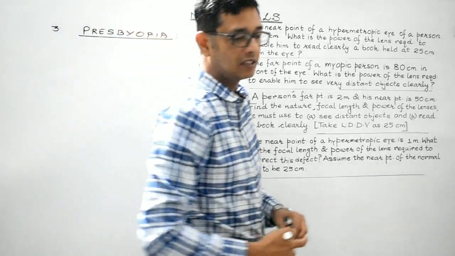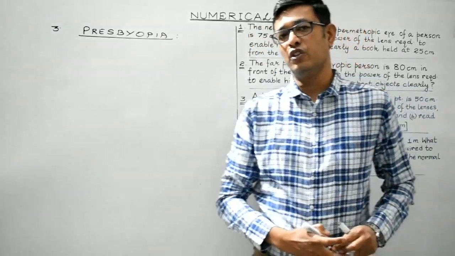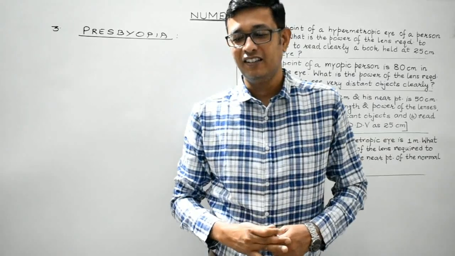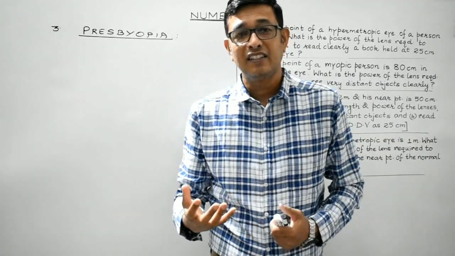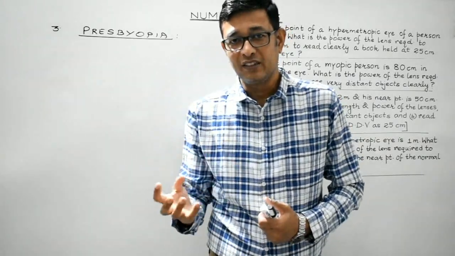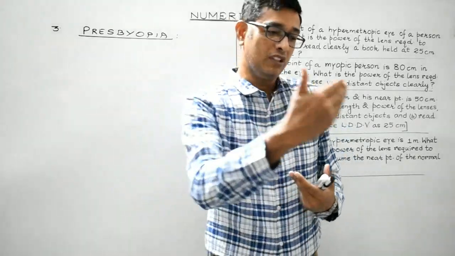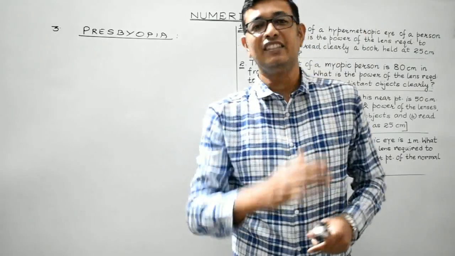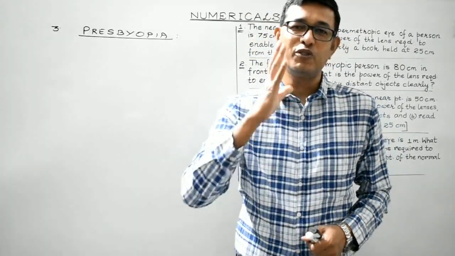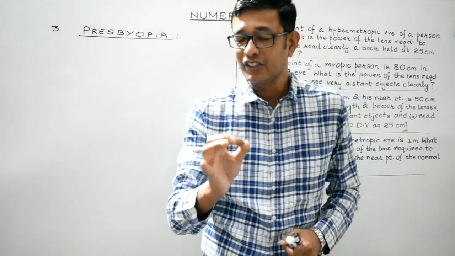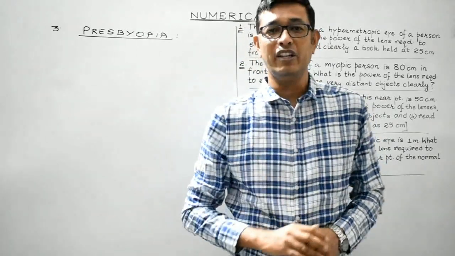Students, we have already discussed the power of accommodation of the human eye. It's a unique feature of our human eye that our eye can adjust its focal length or curvature or aperture so as to enable us to see both nearby objects as well as distant objects. That's the beauty of our human eye, and that is the property which is known as power of accommodation.